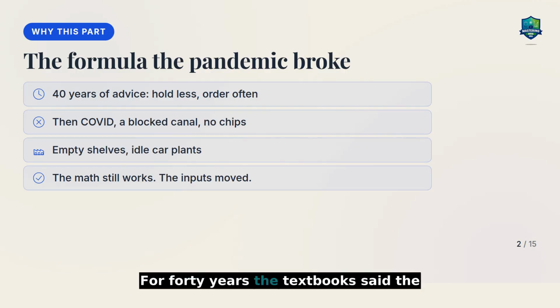For 40 years, the textbook said the same thing: hold as little inventory as possible. Then a pandemic, a blocked canal, and a global chip shortage taught every supply chain manager the same expensive lesson in empty shelves and idled car plants. Here is the thing though: the math in this part did not break, the inputs did. Learn the model properly and you will understand exactly what changed and by how much.